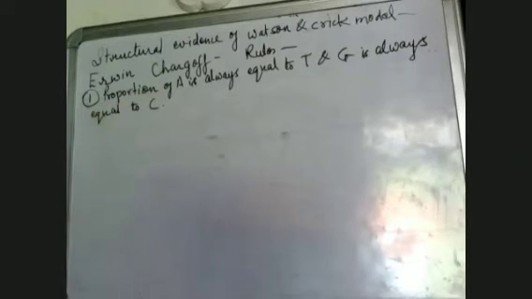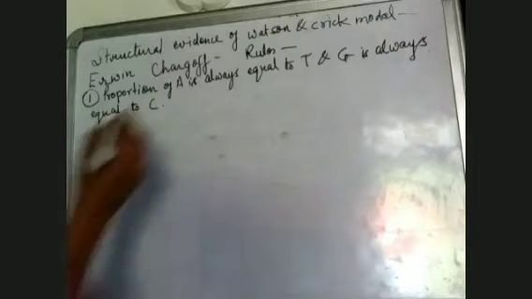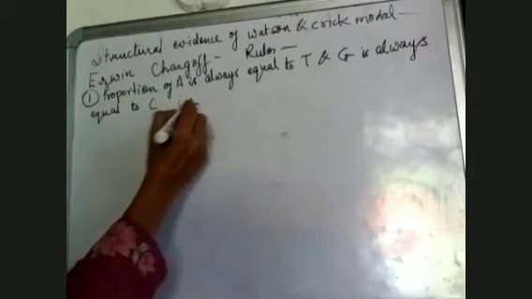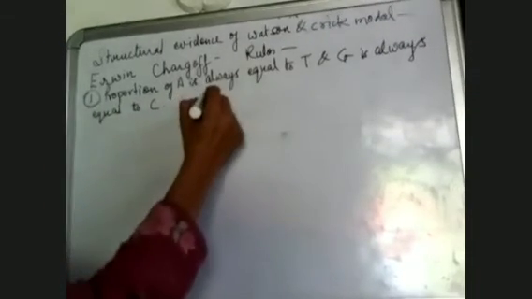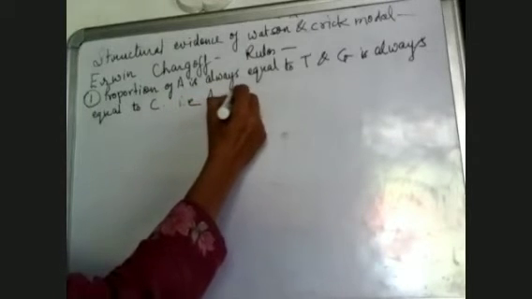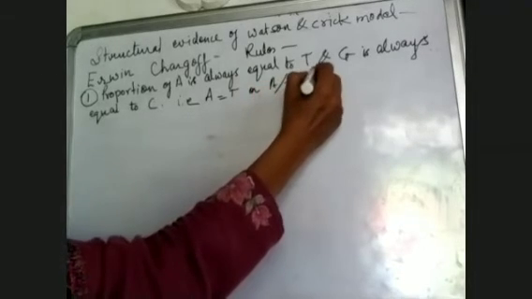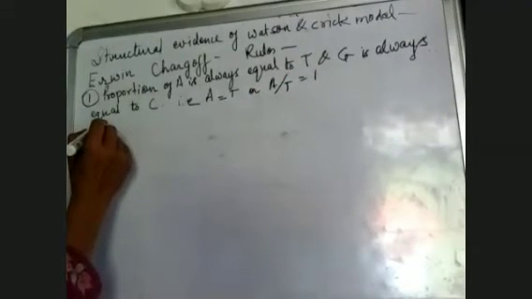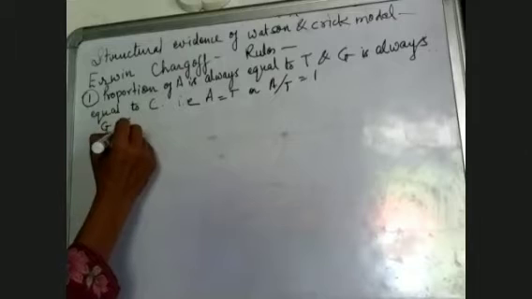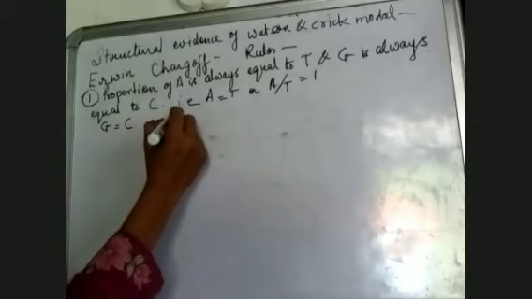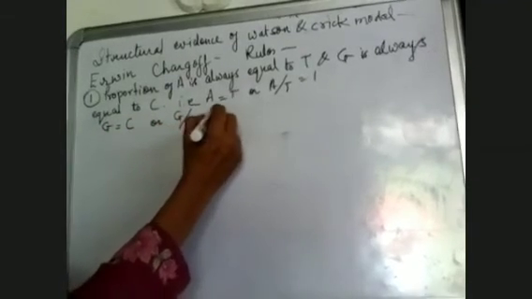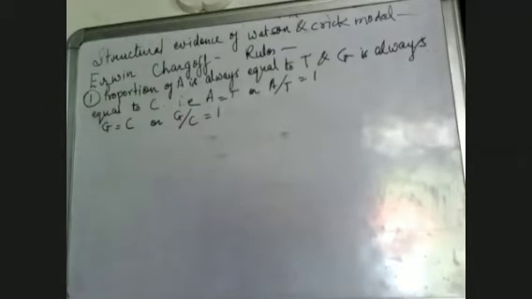That means if you describe it, you will say A is equal to T, or you can say A over T is equal to 1. Same way you can say G is equal to C, or G over C is equal to 1. This was the first rule given by Erwin Chargaff, and it was the structural evidence of the Watson and Crick model. He gave one more rule.